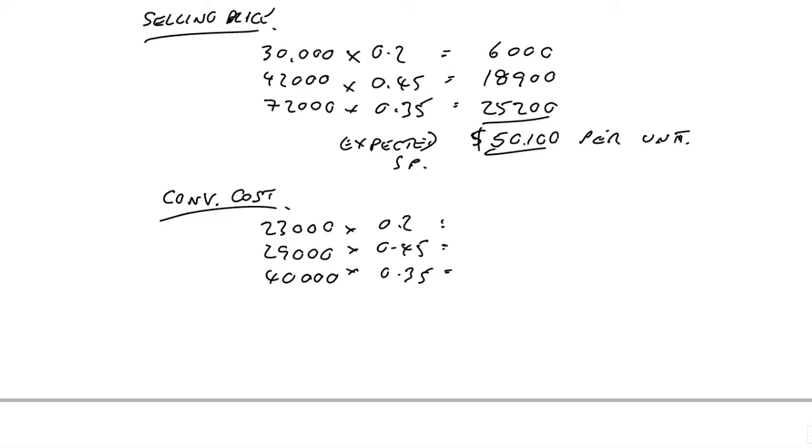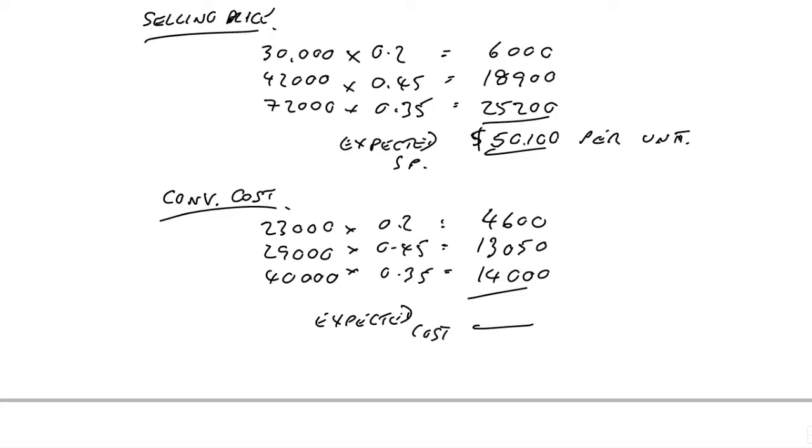And so, same way as before, 23,000 times 0.2 is 4,600. 29,000 times 0.45 is 13,050. 40,000 times 0.35 is 14,000. So the expected cost for 600, 13,050, 14,000 is 31,650 per unit. So there's another half mark.